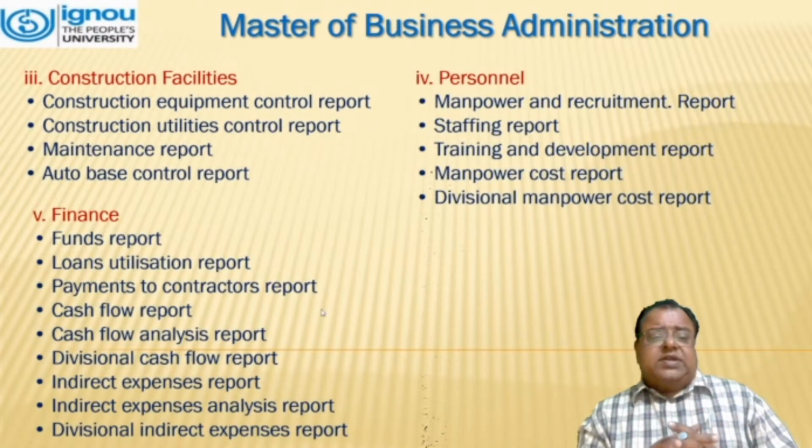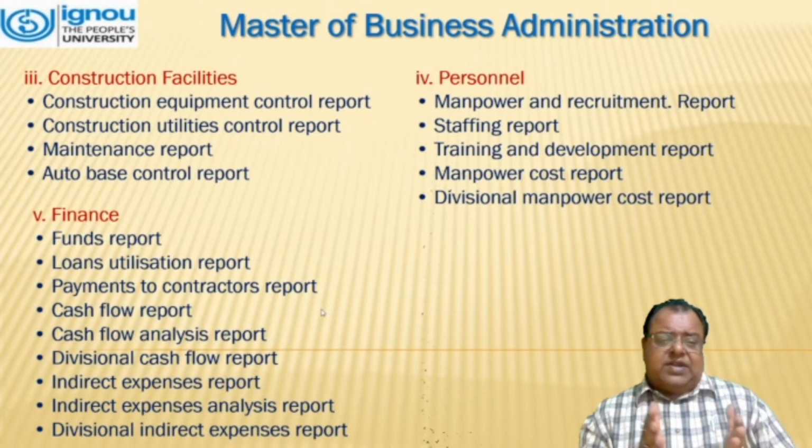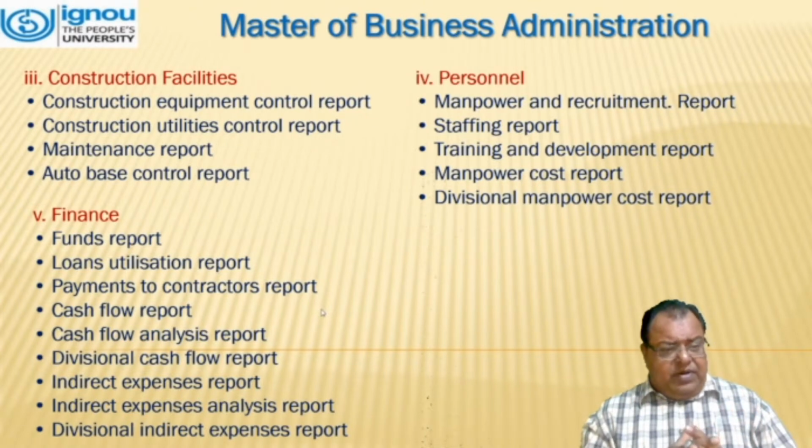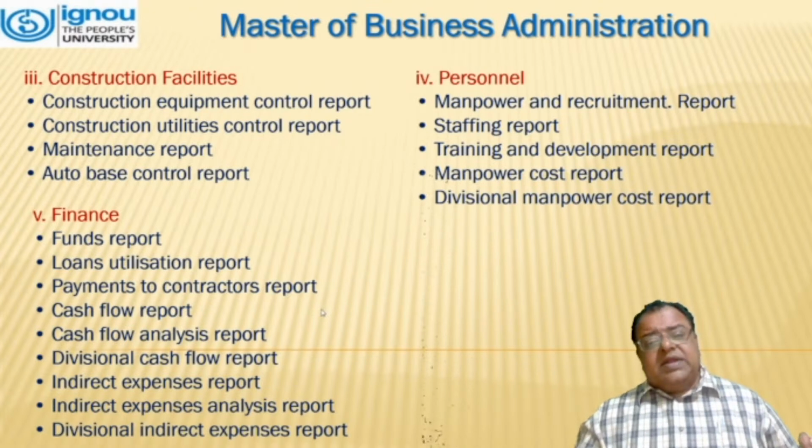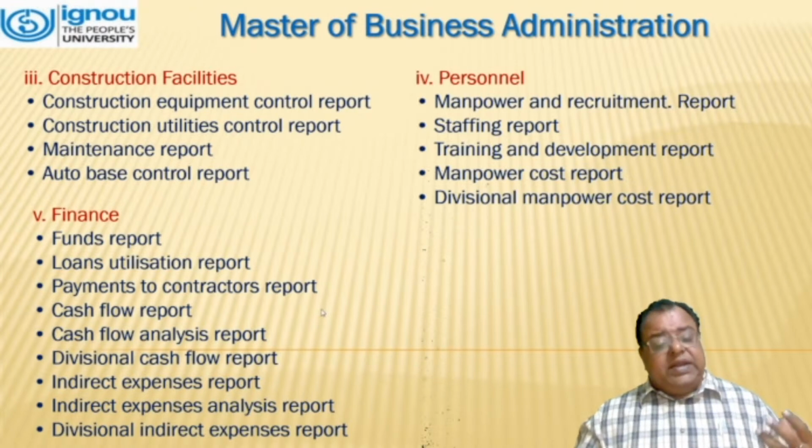Third one is construction facilities, which includes construction equipment control report, construction utilities control report, maintenance report, and auto-based control report. Fourth one is related to personnel, which includes manpower and recruitment report, staffing report, training and development report, manpower cost report, and divisional manpower cost report.